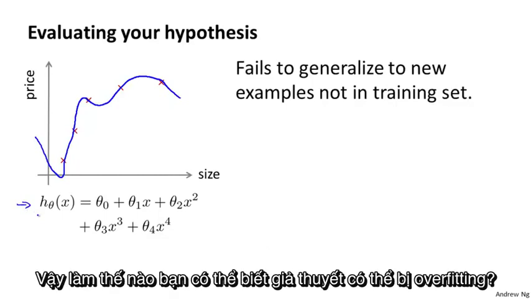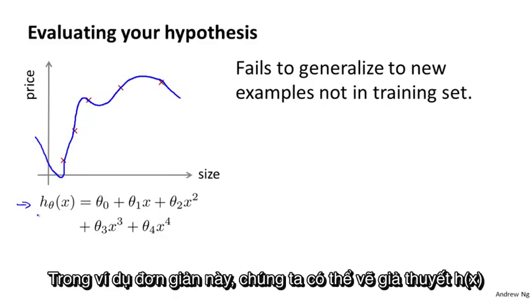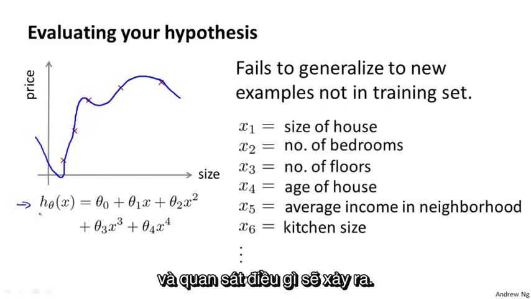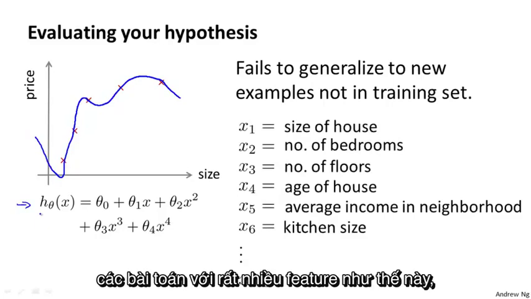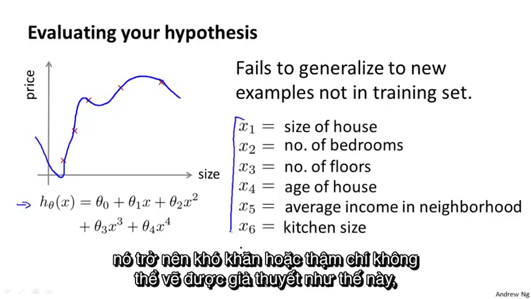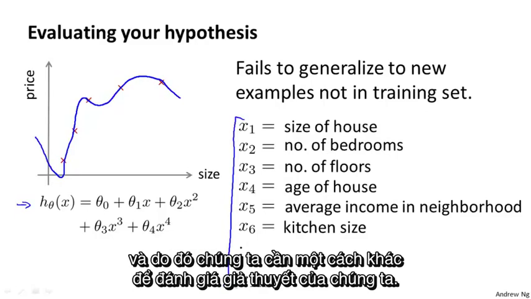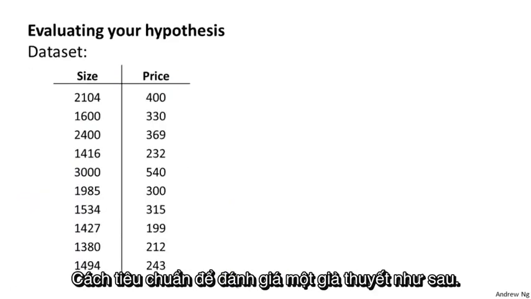So how do you tell if a hypothesis might be overfitting? In this simple example, we could plot the hypothesis h of x and just see what was going on. But in general, for problems with a large number of features like these, it becomes hard or maybe impossible to plot what the hypothesis function looks like, and so we need some other way to evaluate a hypothesis. The standard way to evaluate a learned hypothesis is as follows.